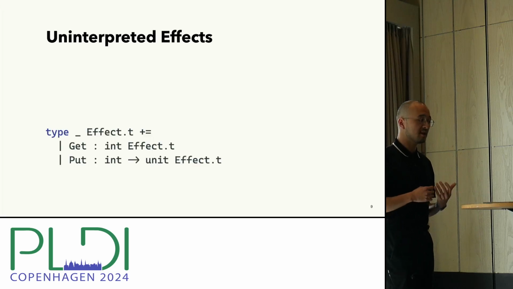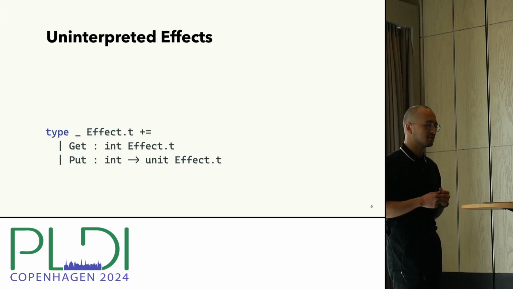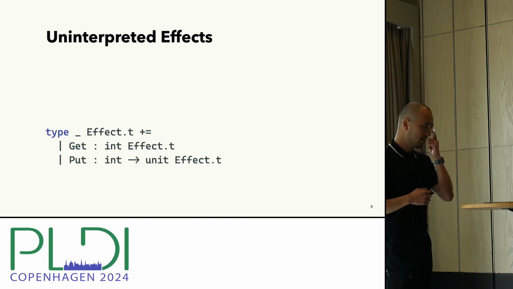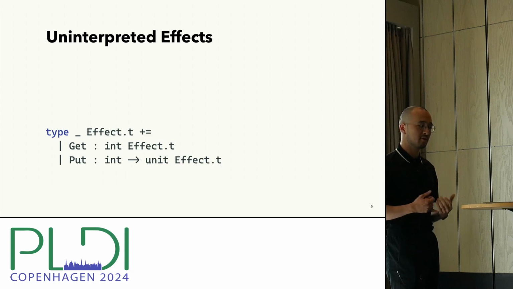First, we declare the set of needed effects by extending the extensible variant type effect t from OCaml's standard library. So this effect t is defined as a generalized algebraic data type, or GADT for short. It has a type parameter denoted by the underscore, and each constructor is allowed to instantiate to a different type. We extend effect t with two new constructors, get and put. The declaration says the get effect takes no argument and returns an integer, and the put effect takes an integer argument and returns a unit.